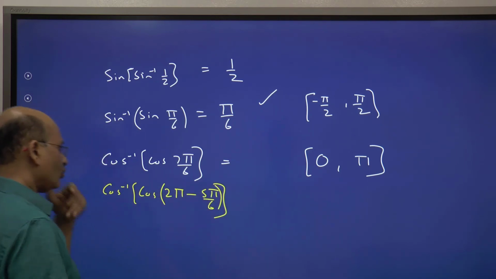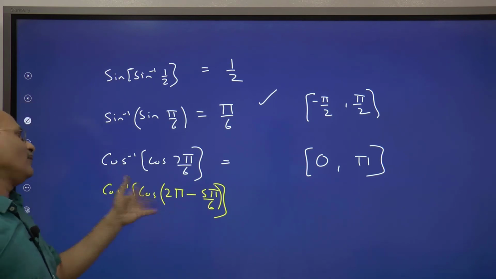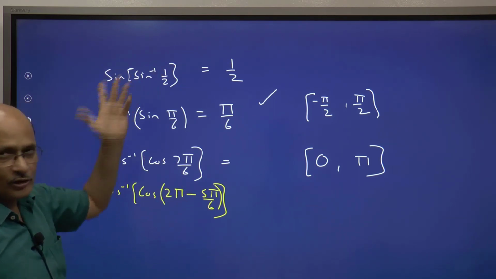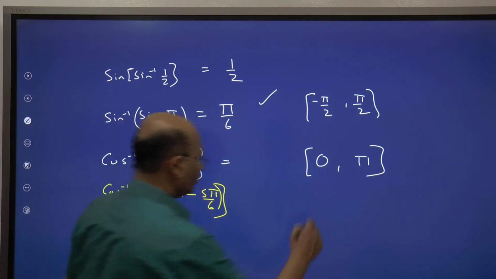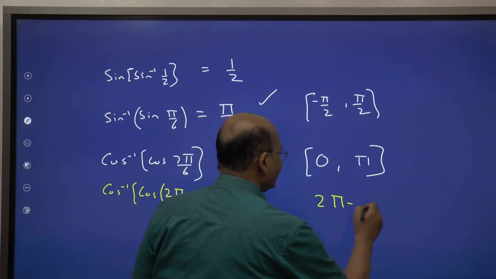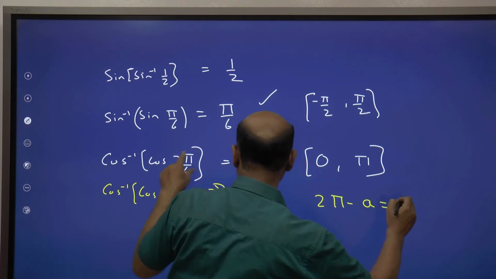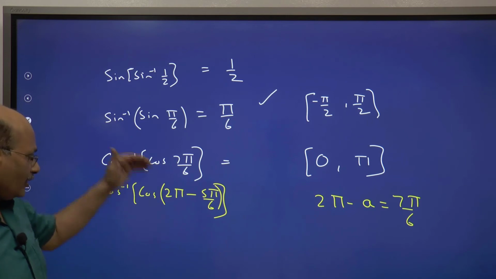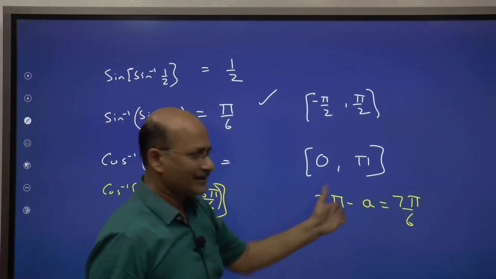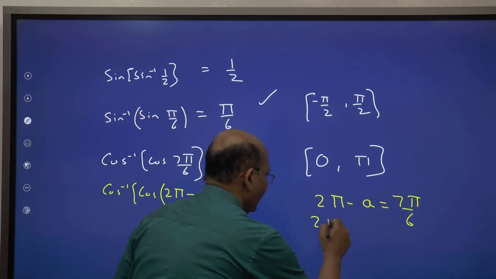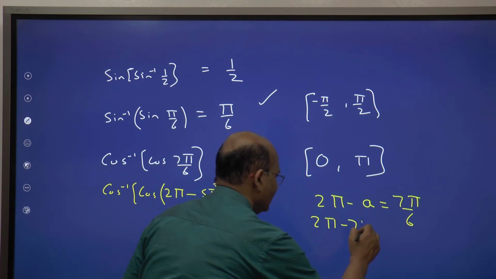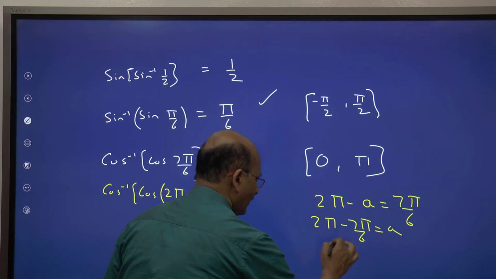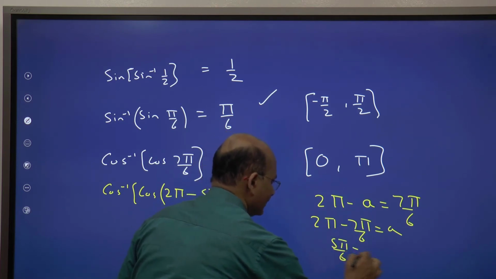But the question arises, a student would ask me, sir, you directly wrote 2 pi minus 5 pi by 6, how are we going to understand? See, first thing is cos is positive, so it will be the first quadrant or the fourth quadrant, right? I know the fourth quadrant is 2 pi minus a. What is the value I want? I want 7 pi by 6, correct or not? Because it is the fourth quadrant, 2 pi minus a. Let us find the value of a. 2 pi minus 7 pi by 6 is equal to a. If I solve this out, 12 pi minus 7 pi, 5 pi by 6 is a.